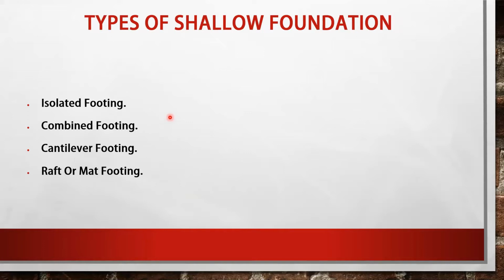Now let's understand what are the types of shallow foundations. Broadly, these foundations are categorized into four types. First one is isolated footing, second one is combined footing, third one is cantilever footing, and the fourth one is raft or mat footing. So let's understand what is isolated footing.